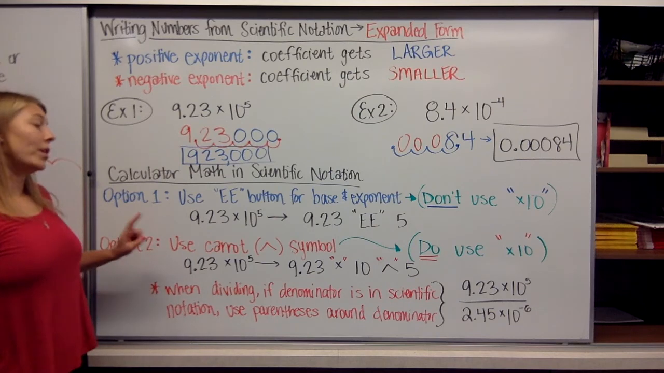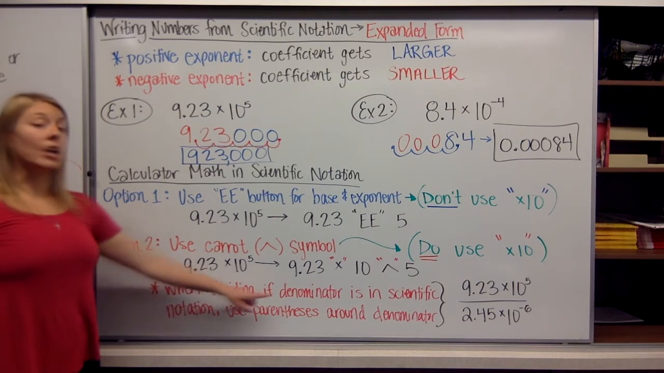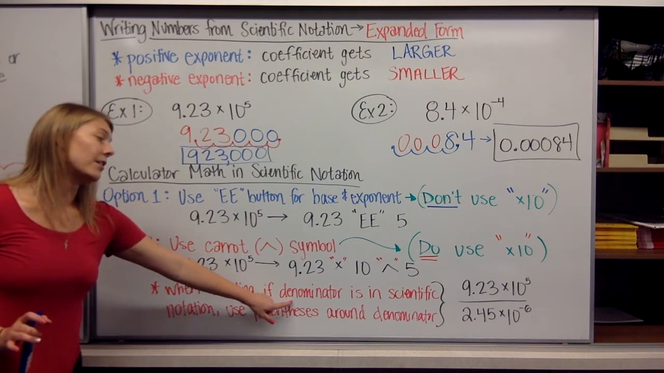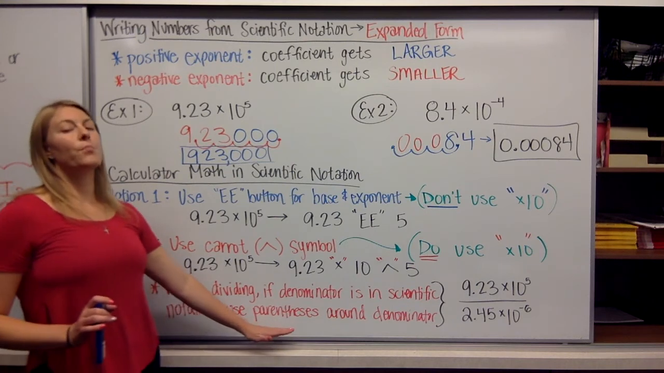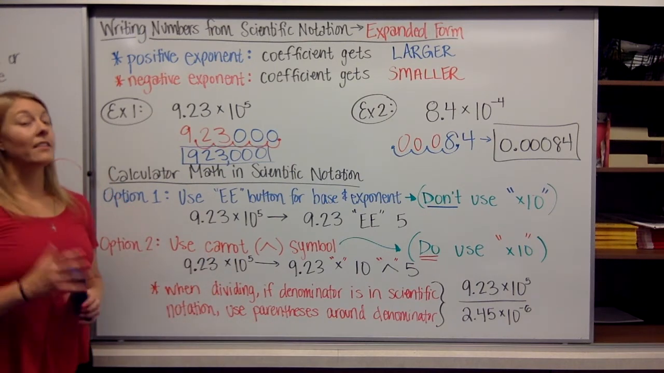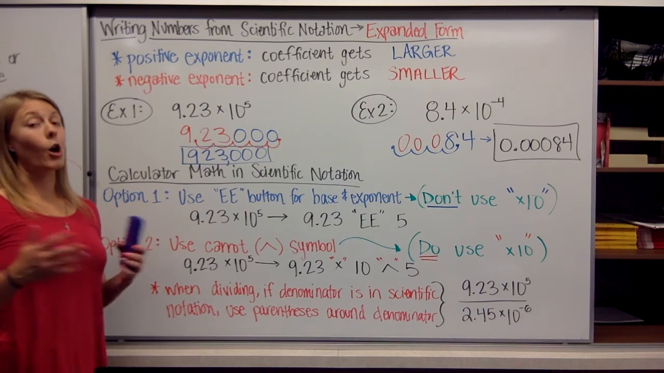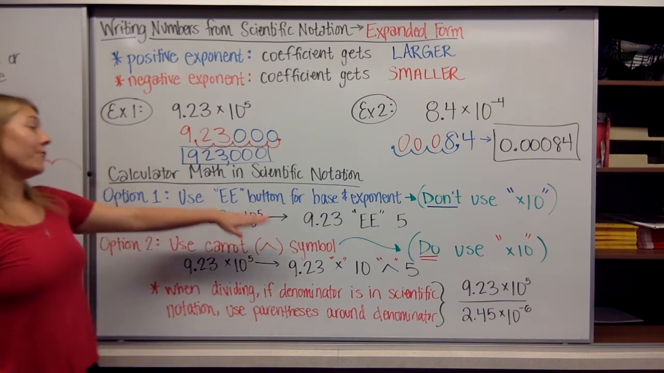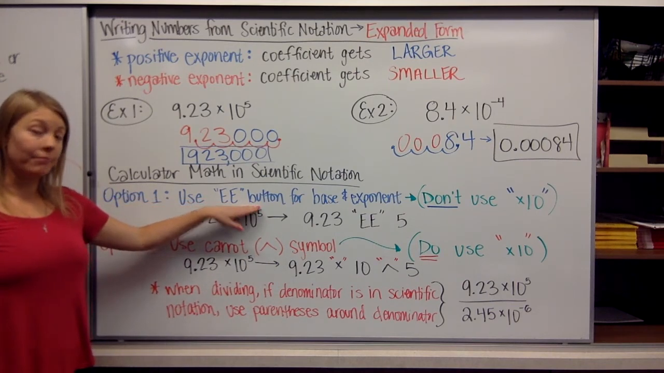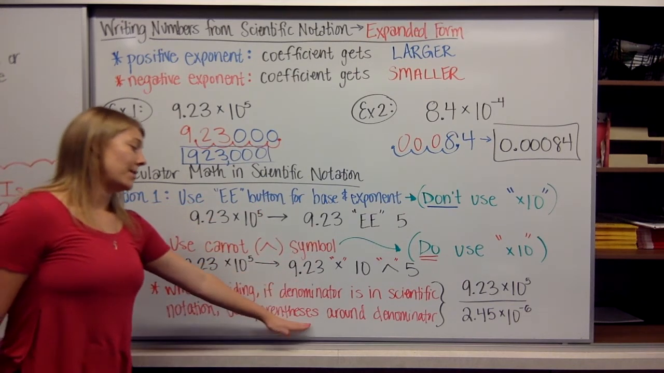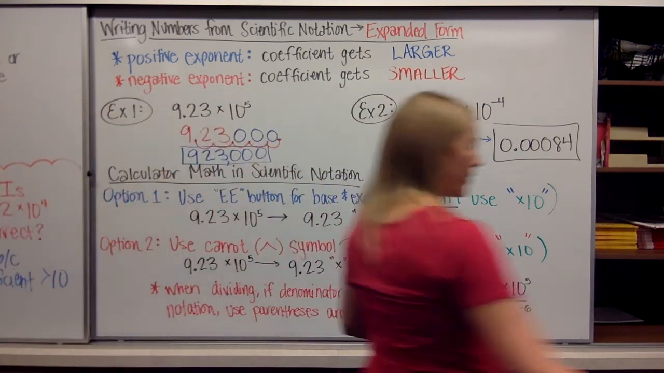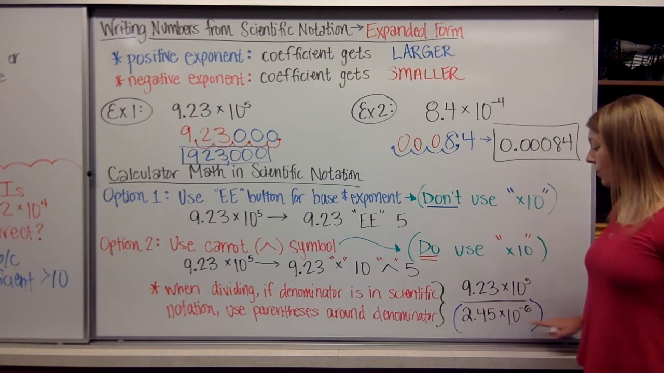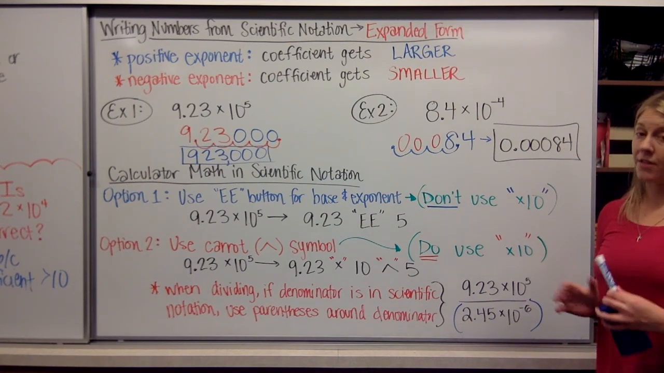The important thing is, when you're dividing, if you use option 2, if you're not using the EE button, when you divide, if the denominator is in scientific notation, it doesn't matter about the numerator. If the denominator is in scientific notation, you have to put parentheses around the denominator. It's very important. You'll find that your calculation will be all messed up, and I'll show you why in class, if you don't put parentheses around it. If you're using an EE button, you don't need parentheses ever, okay? If you're using the caret button, parentheses around the denominator. What that will look like is when you type it into your calculator, and you're using the caret button, you're going to put the parentheses there, just around the denominator.